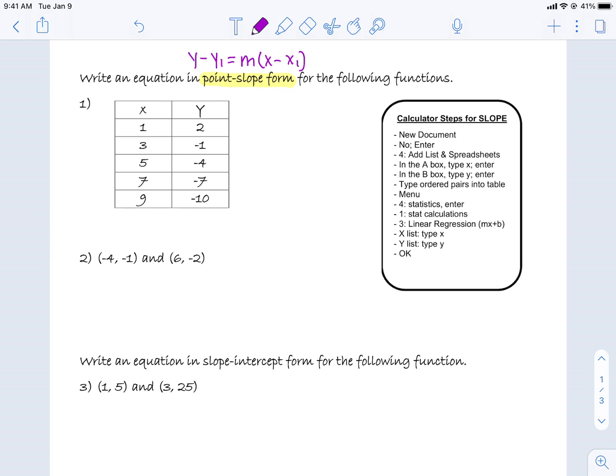So we have a table and we need a point and we need a slope. Whenever we're doing this, you can use any one of these as a point. I will show you a couple of them, but we need to find the slope. Your first option is to use the slope formula, y sub 2 minus y sub 1 over x sub 2 minus x sub 1, or to use the calculator steps. So I'm going to do the calculator steps.